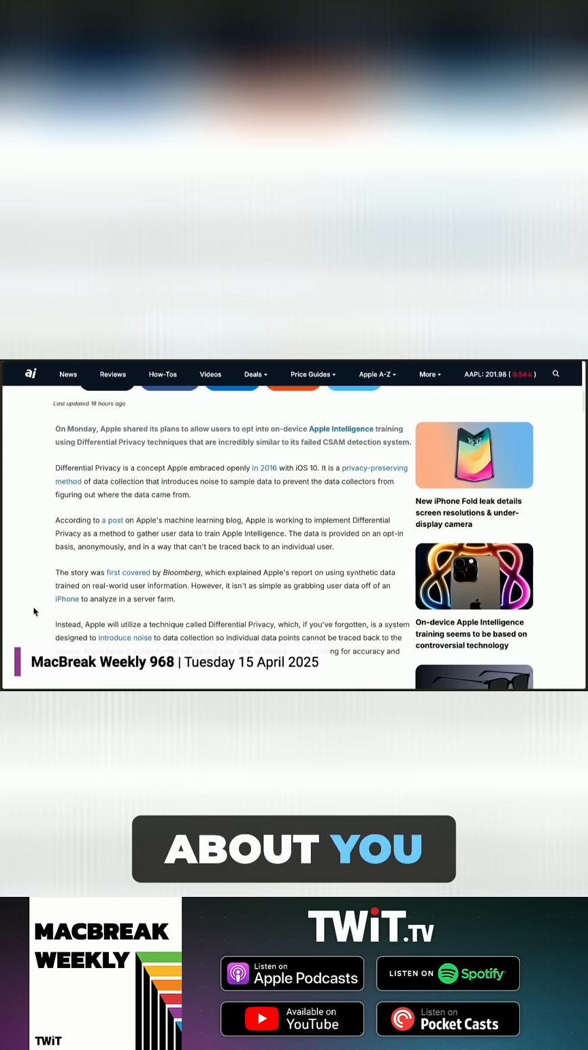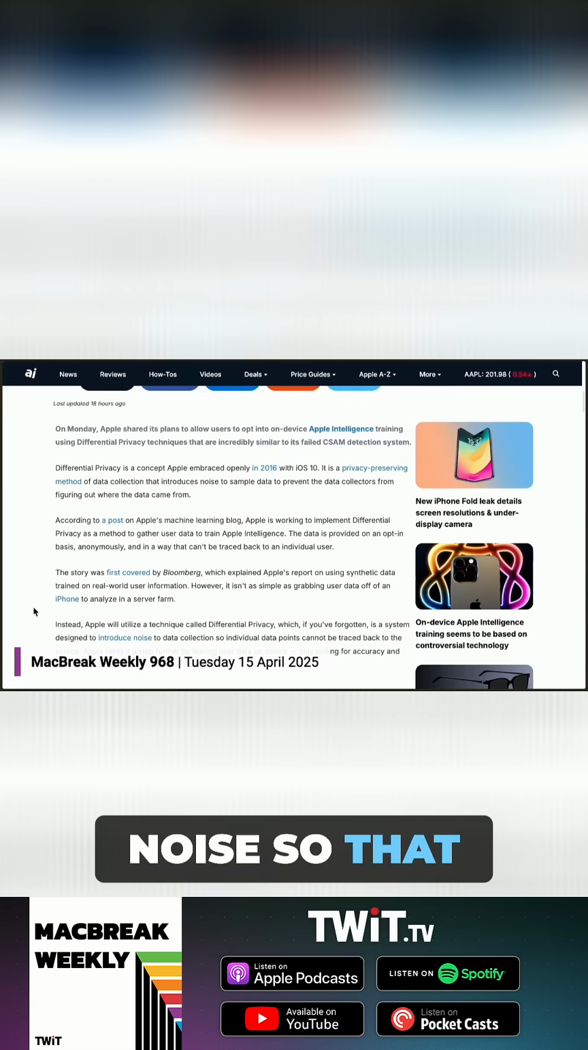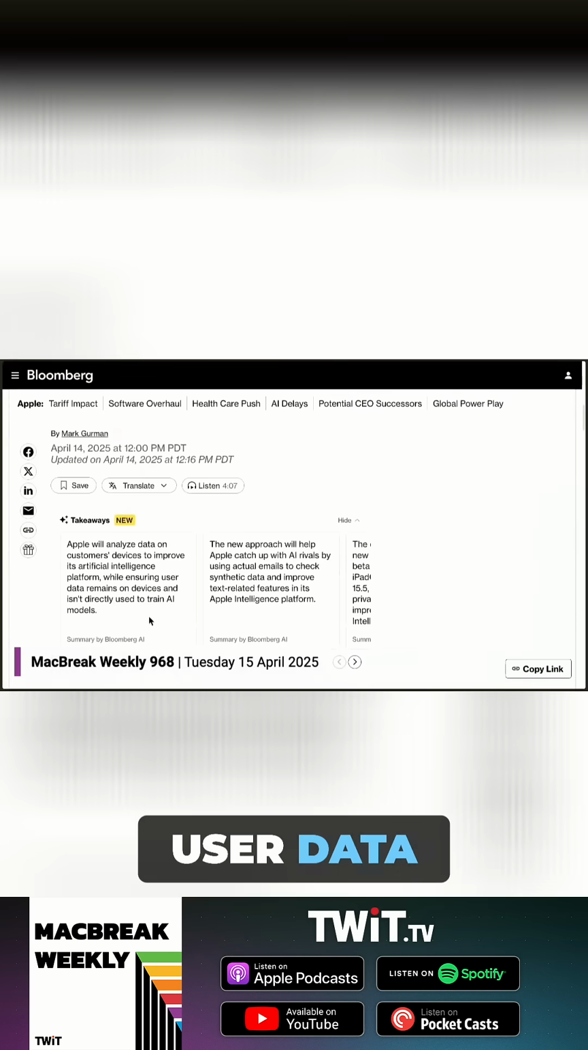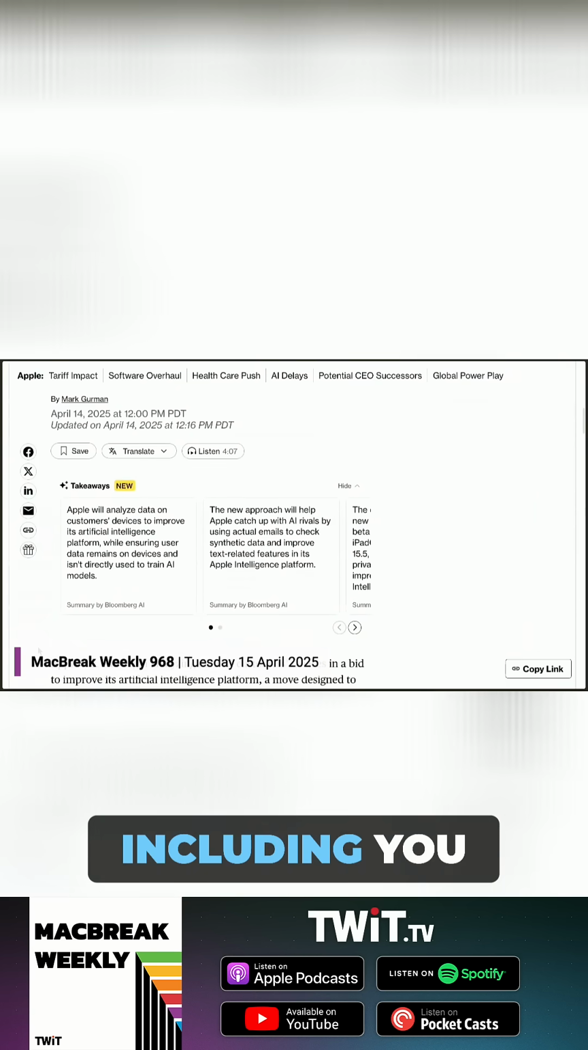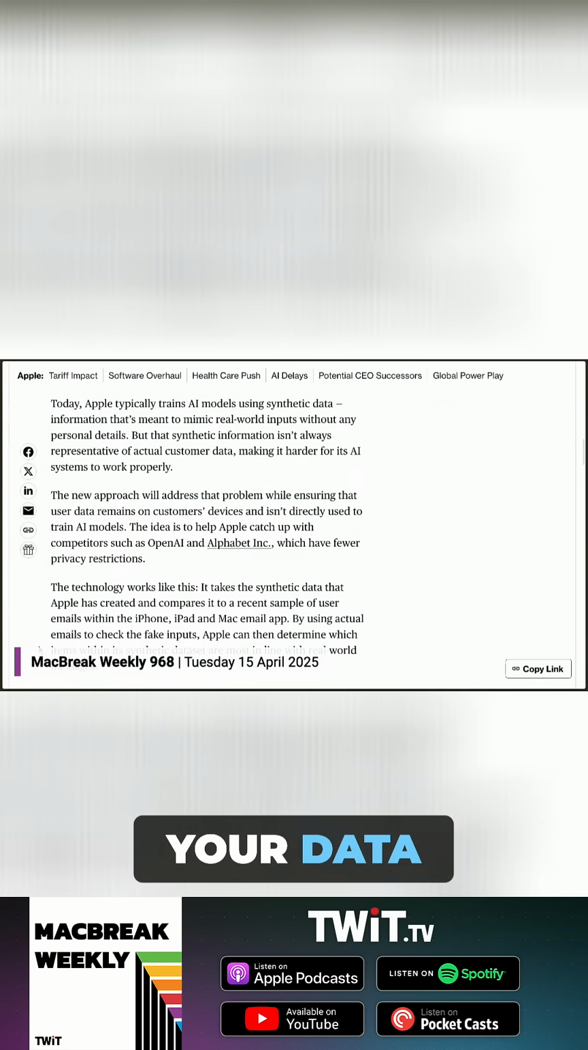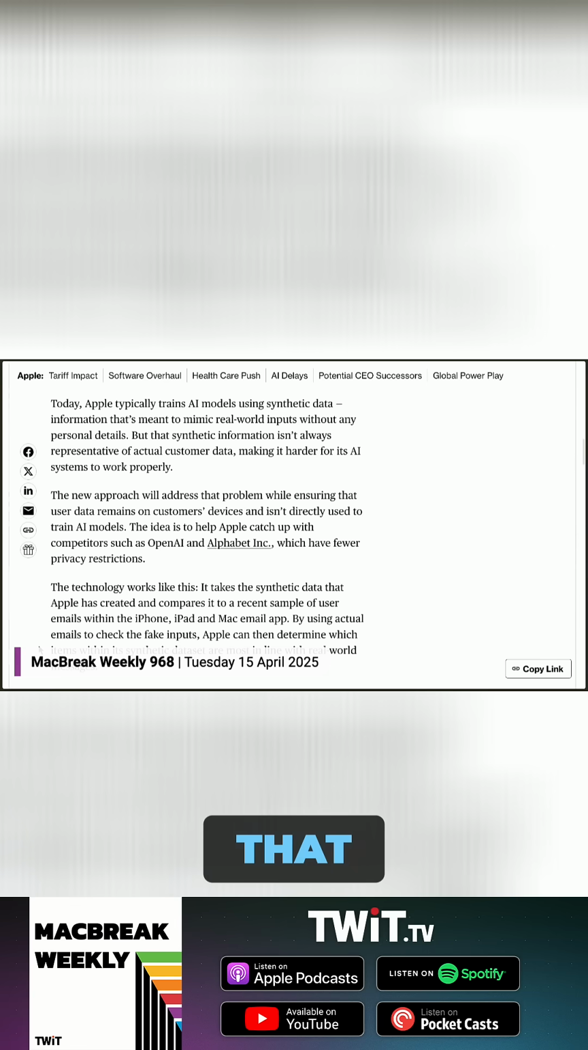They collect data about you, but then they introduce noise so that data collectors can't figure out where the data came from. It's basically a way of anonymizing it. So what Apple is planning to do, and this actually comes from Mark Gurman, is to take synthetic user data, anonymized user data from a lot of different customers, including you and me, then look at your data, this is very complicated, and see if your data coincides with any part of that data set, the synthetic data set. And if it does, then it takes the synthetic data and uses that for your AI.